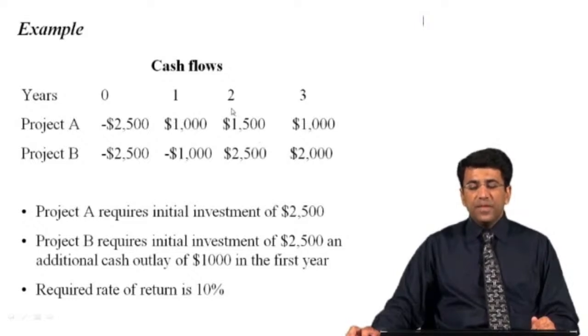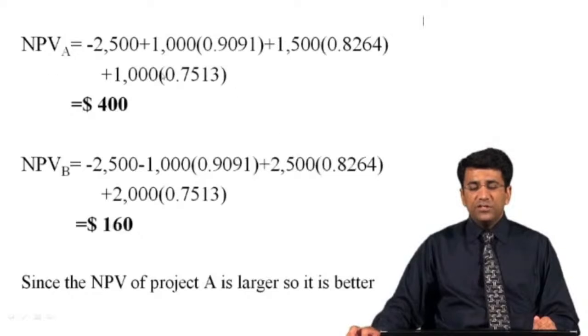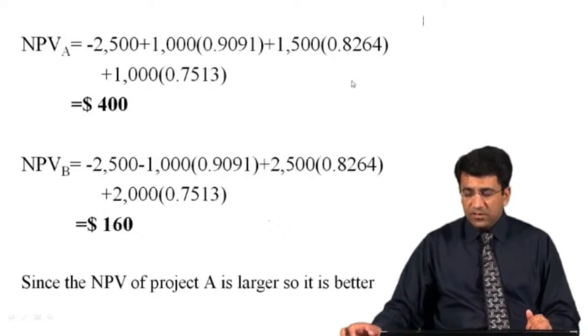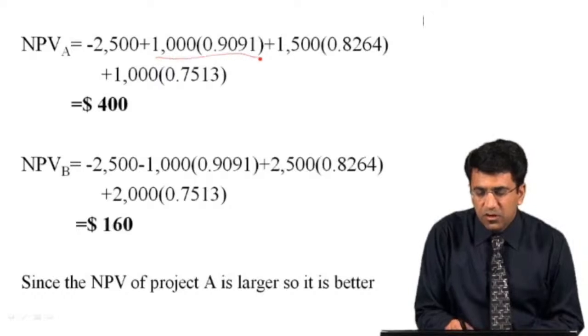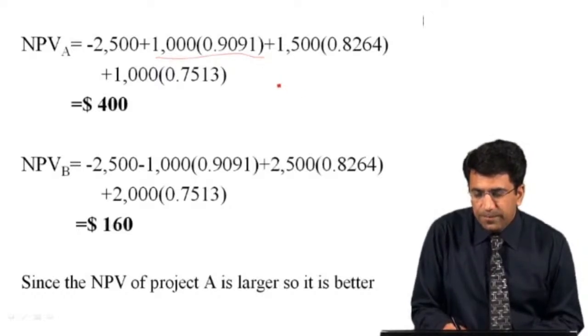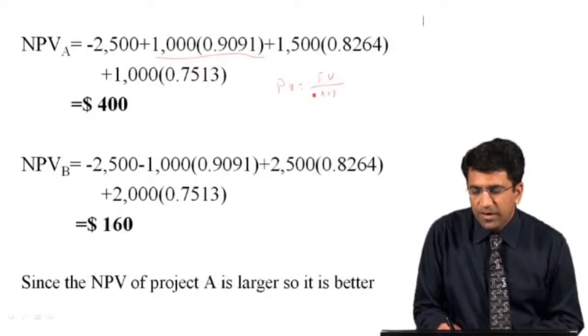Similarly, for this revenue, we will again use the same formula, that is 1500 divided by 1 plus 0.1 raised to the power 2. Similarly, for this value, 1000 divided by 1 plus 0.1 raised to the power 3. So in this way we will be able to calculate the present value of all of these cash flows. As you can see, students, this is the present value of $1,000, and again you know the formula: present value is equal to future value over 1 plus i raised to the power n.